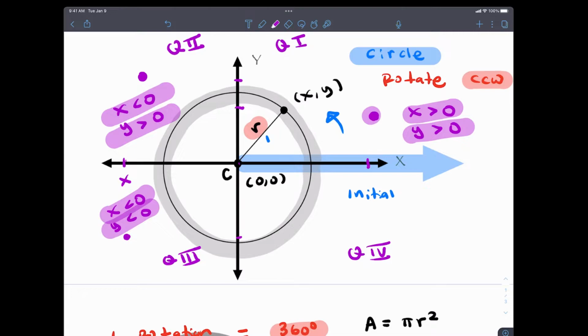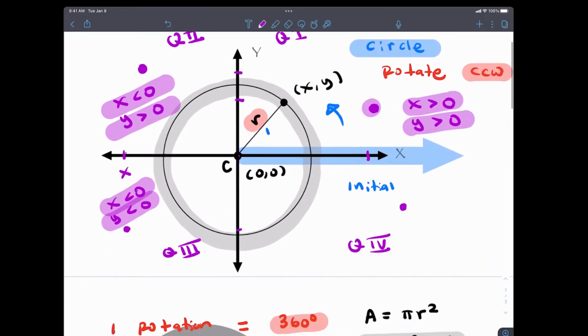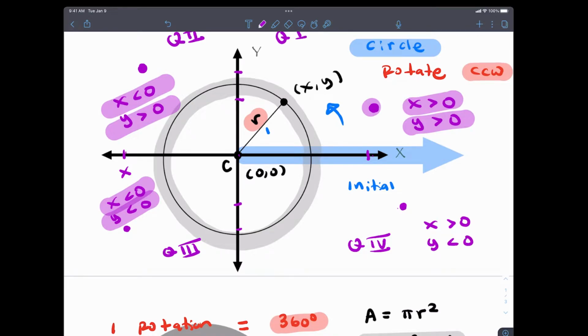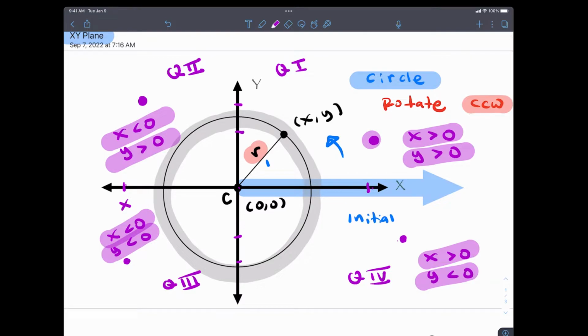Now, if you were to plot a point in quadrant number 4, what do you guys know about your points out here in this unit circle? Well, let's see. It's going to be to the right, so x is positive. But it's down, so what does that mean? Y is negative. Yes. So you need to know this stuff. This is some information we need to know physically about the circle and about the plane.